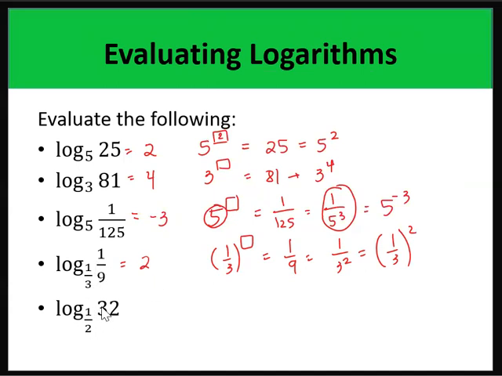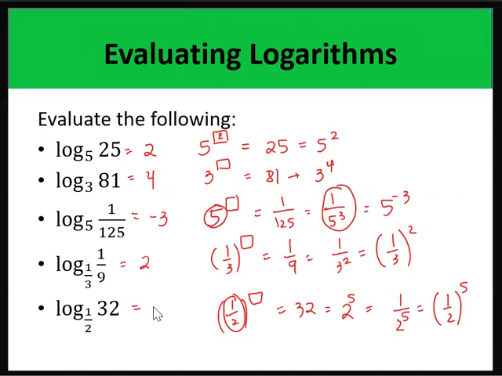Now finally for the last one in this slide, if we have 1/2 raised to something equals 32, 32 can be written as 2 raised to positive 5. But since our base here is 1/2, then 2 raised to 5 can be written as 1/2 raised to negative 5. I'm sorry, this should be negative: this should be 2 raised to negative 5, so this should be negative 5. So the value of the logarithm of 32 to the base 1/2 is equal to negative 5.